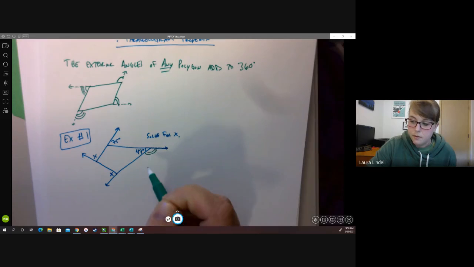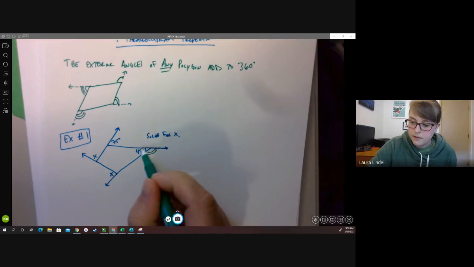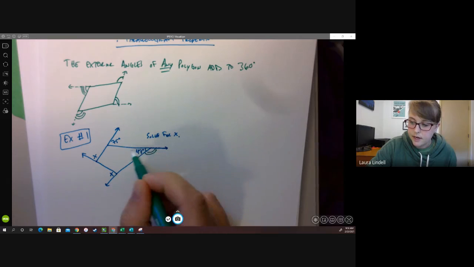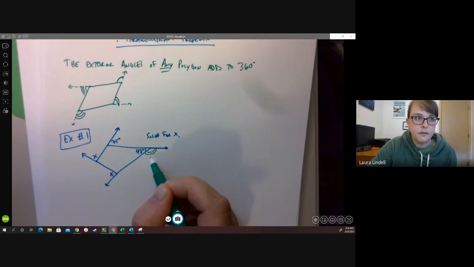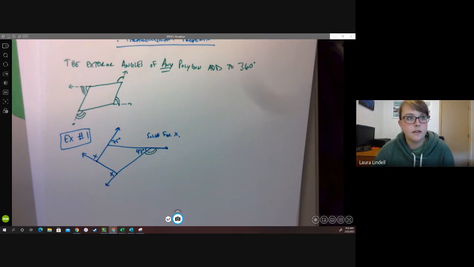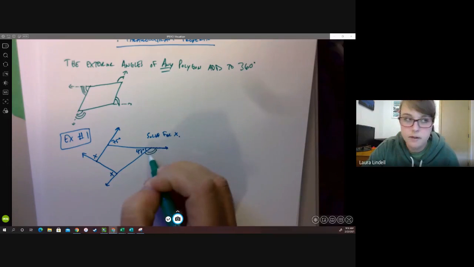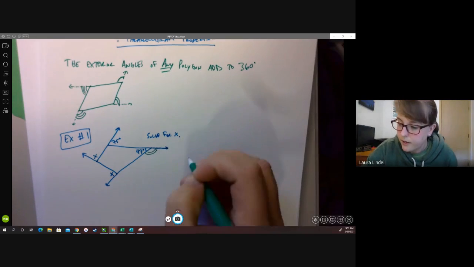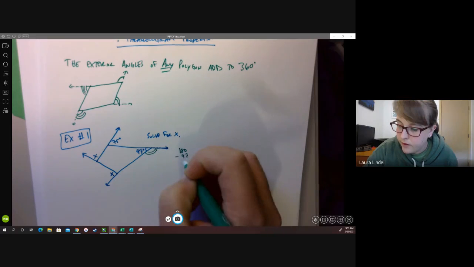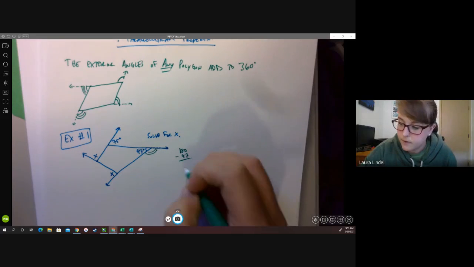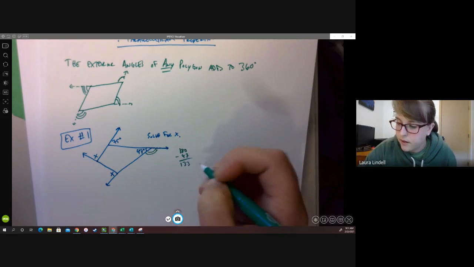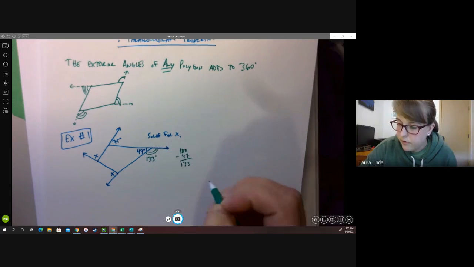Okay, so looking at this, this is a straight line here. How might I find this angle? What kind of adding or subtracting could I do? Anyone have an idea? Yeah, it's a linear pair. That's a good word, Caleb. Yes, this forms a linear pair, and linear pairs add to 180. So I can just go 180 minus 47, which would give us 133. So I know this one is 133 degrees.